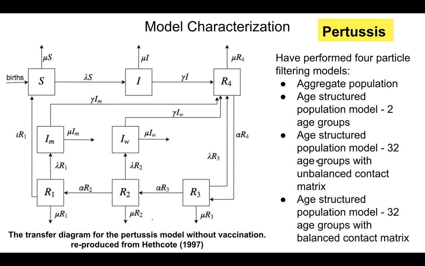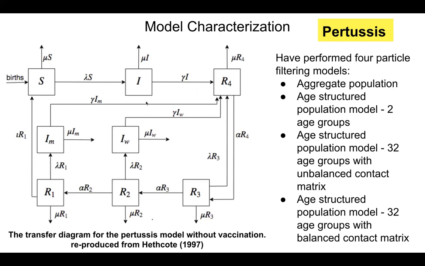The third and the fourth particle filtering models divide the population into 32 age groups, but with a different method of calculating the contact matrix. And this is the model structure of the pertussis model.